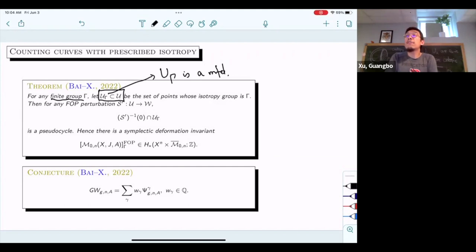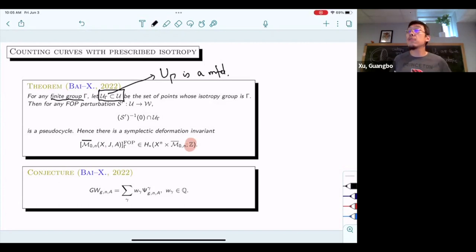If we consider an FOP perturbation, remember it's a generic normally polynomial perturbation, and you consider the zero locus and intersect it with this locus in the orbifold of points with isotropy group gamma, then we also prove that this is a pseudocycle. If you consider the homology class represented by this pseudocycle, you can push forward this class to a homology class inside the target X to the nth power and the Deligne-Mumford space. We call this the FOP class of this genus zero moduli space labeled by this finite group gamma. And most importantly, it is an integral homology class.